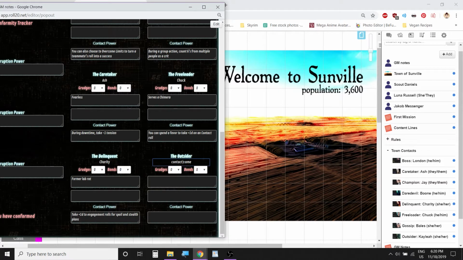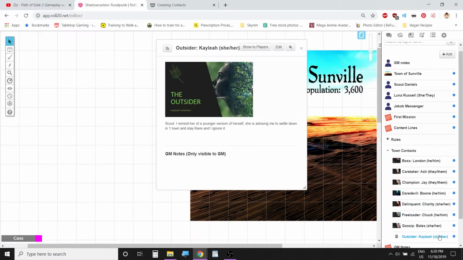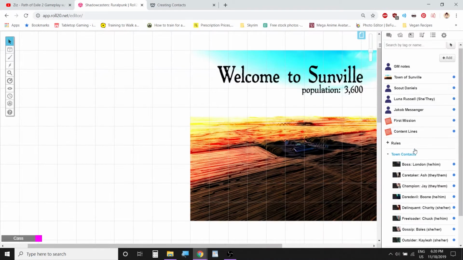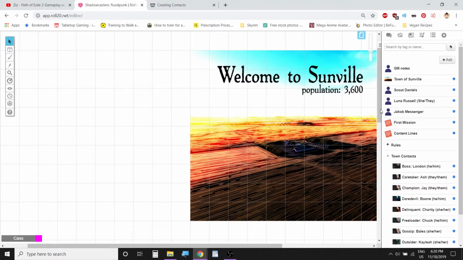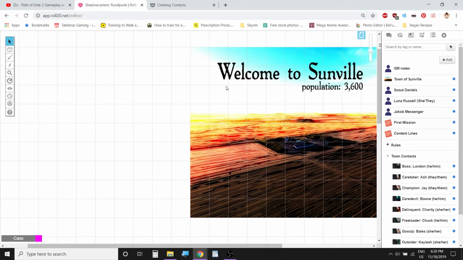And then the outsider is Kalia. And I believe that Scout has a relationship with her. So Kalia keeps telling Scout that he needs to settle down and form some roots and build a community and not make the mistakes that she did, and he keeps ignoring that.